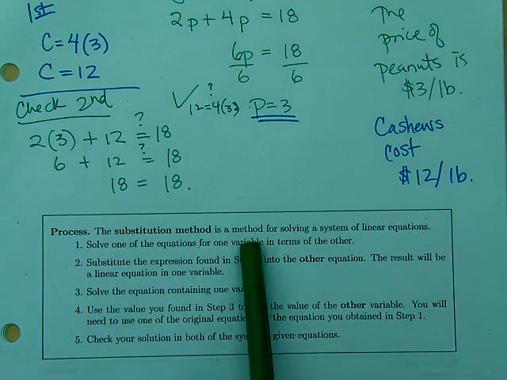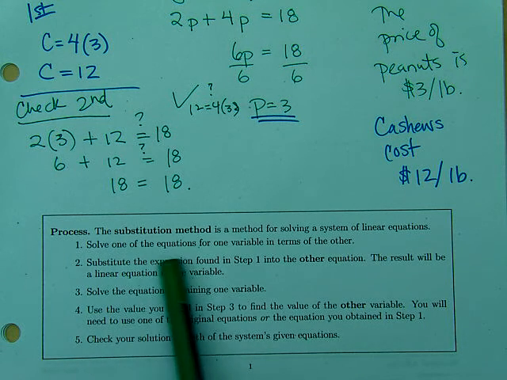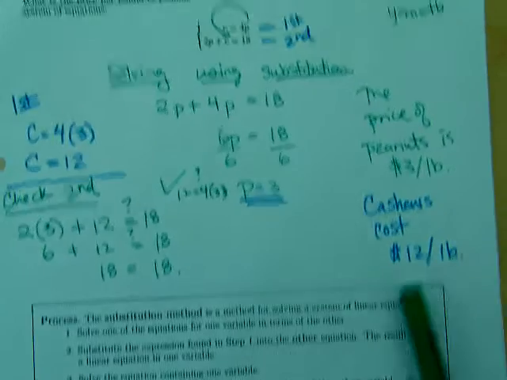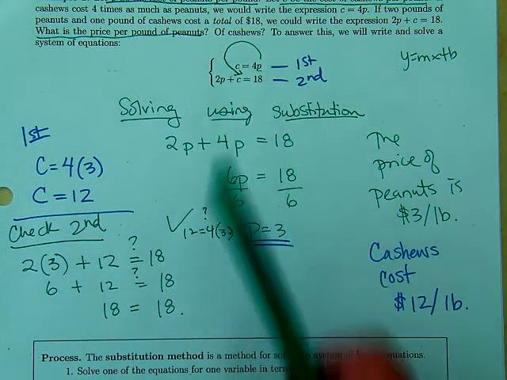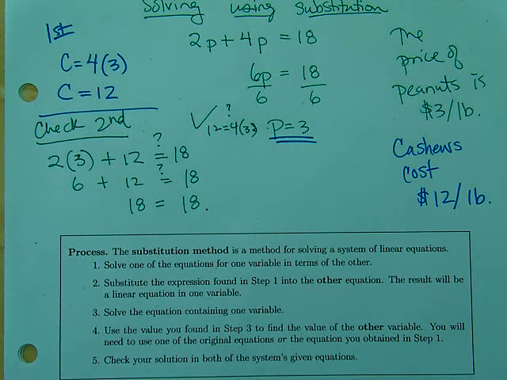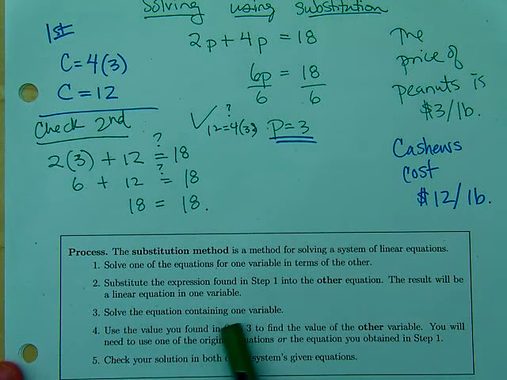So this is the steps that we went through. The substitution method is a method for solving a system of linear equations. You solve one of the equations for one variable. Now, in this case, we didn't have to do that because we already had C by itself. So sometimes the first step is already done for us. Does that make sense? Then you substitute the expression found in step 1 into the other equation. That's what we did here. And the result will be a linear equation in one variable. That's why we were able to solve for P.